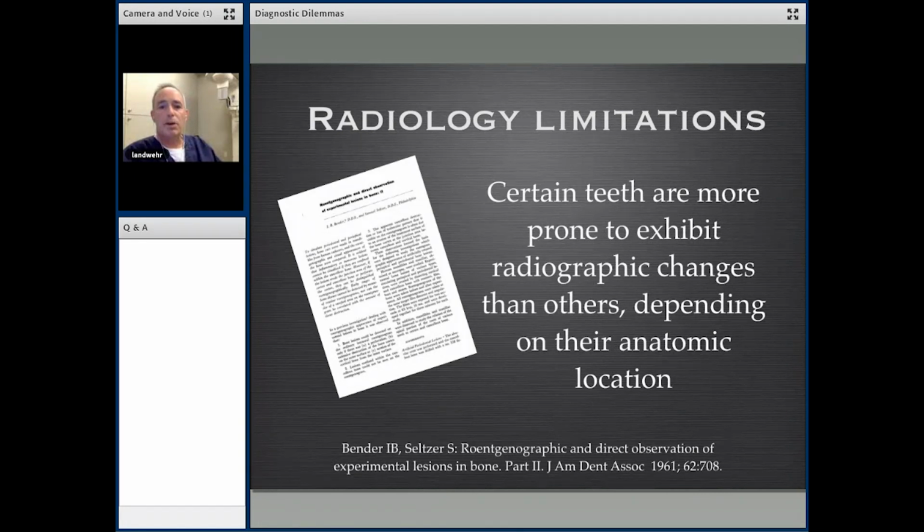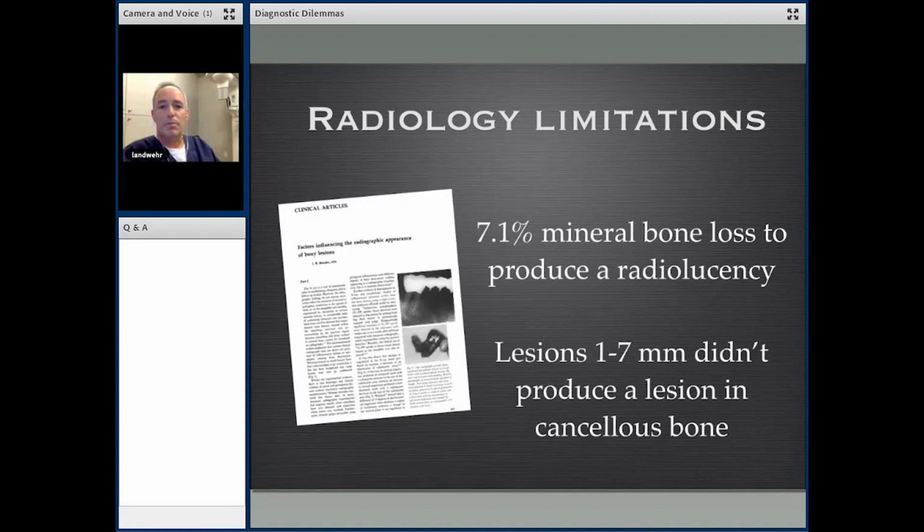Certain teeth are more prone to exhibit radiographic changes than others, and this is definitely the case. I did a periapical surgery on a tooth number 9 today, and following reflection of the flap, the apex was fenestrated through the cortical plate of bone. Even with my limited surgical skills, I could find that root end. Of course, that's going to be significantly different than when treating a mandibular molar through a thick buccal cortical plate. So I think that's absolutely true. 7% mineral bone loss needed to produce a radiolucency, and lesions need to be a certain size. 1 to 7 millimeters didn't produce a lesion in the cancellous bone.